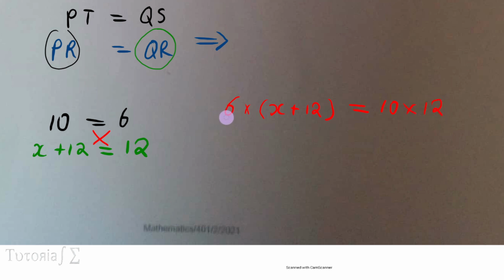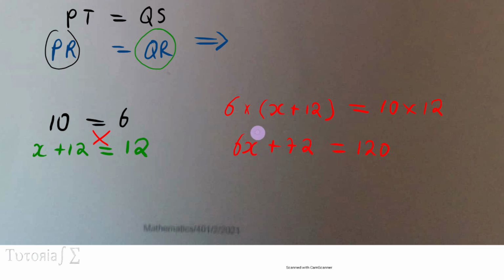Then we simplify, so we distribute 6 times X, that will be 6X. 6 times 12, that will be positive 72. Then this side, we're going to have 10 times 12, which is 120. Okay, so 6 times X, 6X. 6 times 12, 72. Then here, what we need to do is transpose this to the other side, because we just want to have one side with X terms and the other side with numbers.